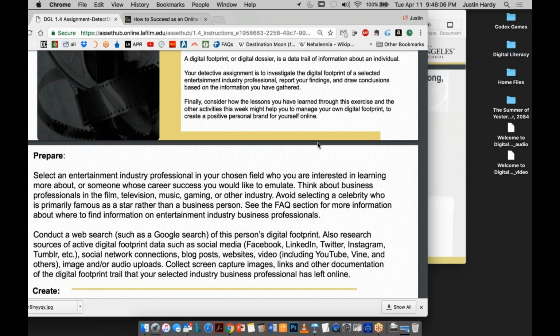Your detective assignment is to investigate the digital footprint of a selected entertainment industry professional of your choice, and we want you to report your findings and draw conclusions based on the information you've gathered. You can use your industry professional's Facebook, their Instagram, their Twitter page, anything that you find on Google or your favorite search engine of choice. That's going to be part of their digital footprint that you can use in your report.